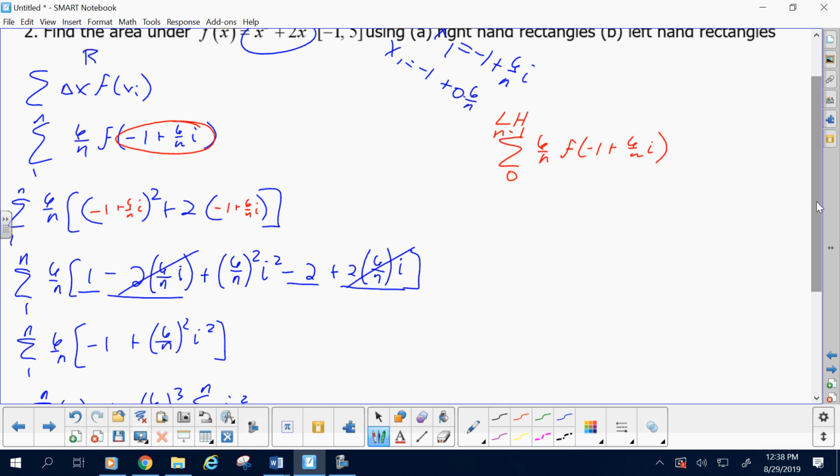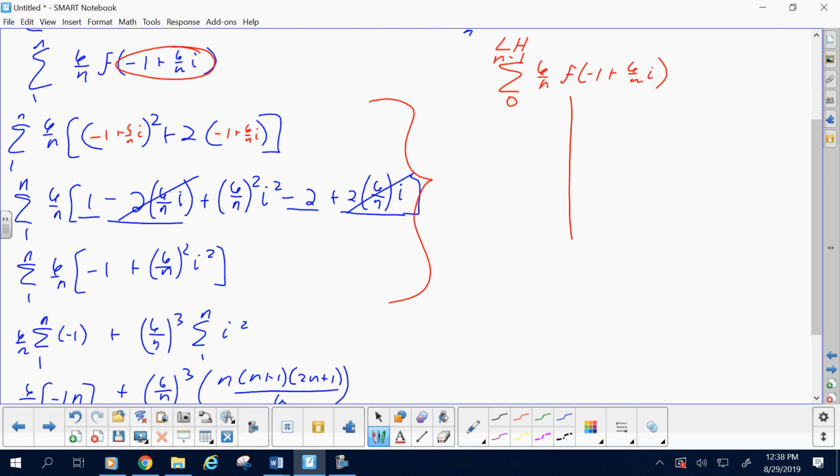Okay, change 1. Now, all this work is exactly the same. So I'm going to jump down to where it starts to be different here. When I say 6 over n times the sum from i equals 0 to n minus 1 of negative 1, and this is 6 over n cubed times the sum of i squareds.